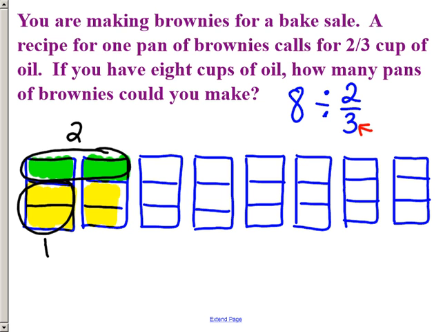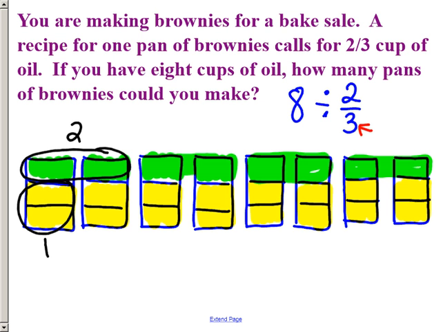Here's another 2/3. Then I can use 2/3 here and 2/3 here. Those two together make 2/3. And then here's another 2/3 and another 2/3. And then these two together make another 2/3. 2/3 here, 2/3 here, 2/3 here. Those two together make 2/3. And there's another group of 2/3.